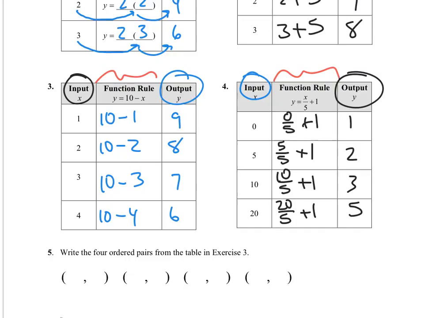Number 5. On number 5 it says, write the 4 ordered pairs from the table in exercise 3. So here we go. For number 3, what's the first set of ordered pairs? It's 1, 9. What's the second set of ordered pairs for number 3? That's 2, 8. What's the third ordered pair for number 3? It's 3, 7. And what's the fourth ordered pair? It's 4, 6. That's it. Pretty straightforward, pretty simple.